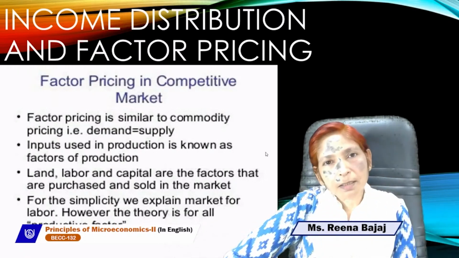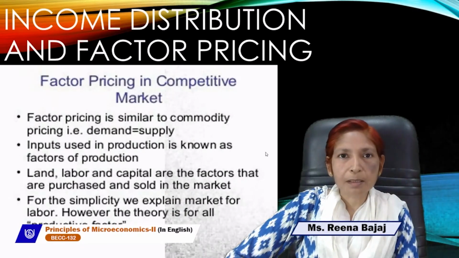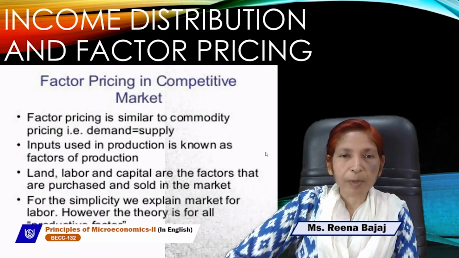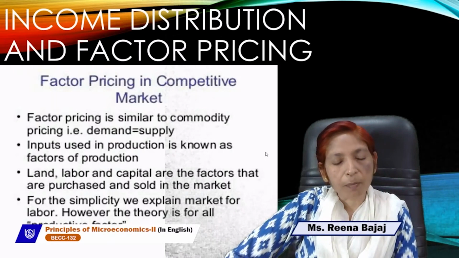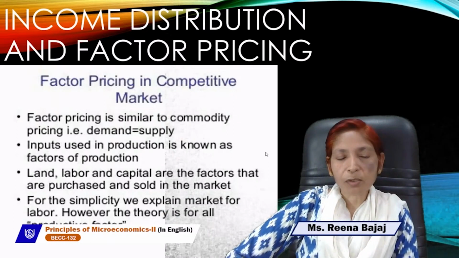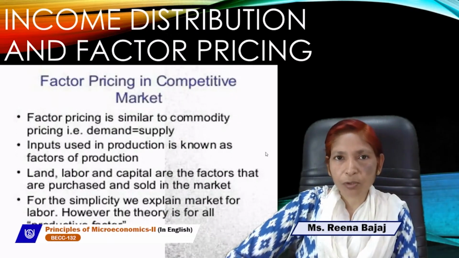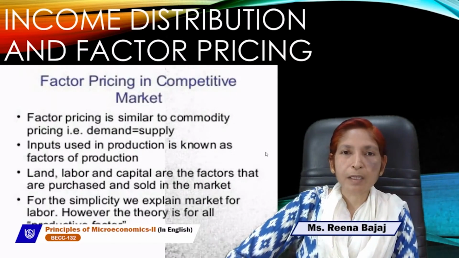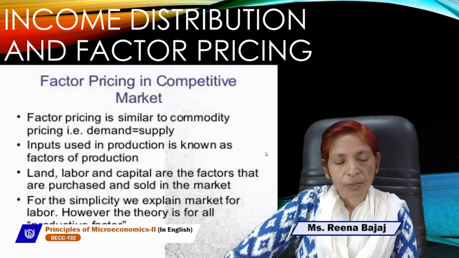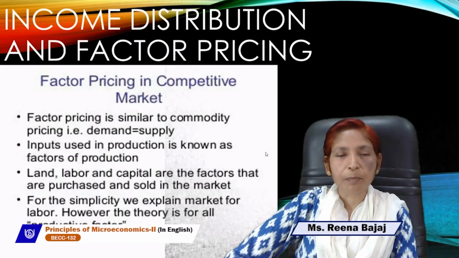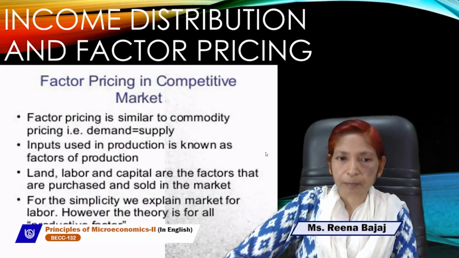Generally, factor pricing is determined the same as the determination of equilibrium price level. Equilibrium price is determined where the demand curve and supply curve intersect each other. As you know, the demand curve is always a downward sloping curve because it shows an inverse relationship between price and quantity demanded. And the supply curve is always an upward sloping curve which shows a direct and positive relationship between price and quantity supplied.